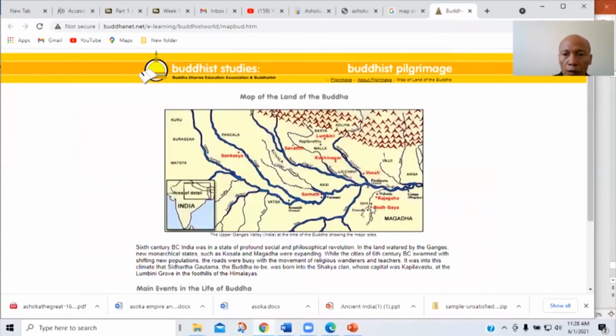Here, there are many kingdoms in Magadha, in Vaji, Mala, Kosala, and so forth. Most of the kings around this area became his followers and supporters.